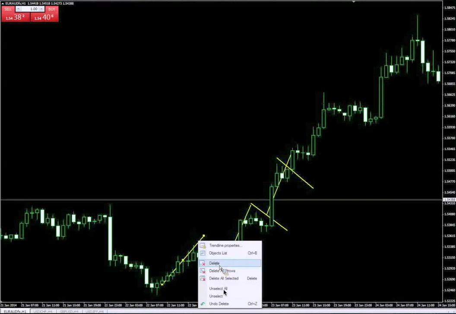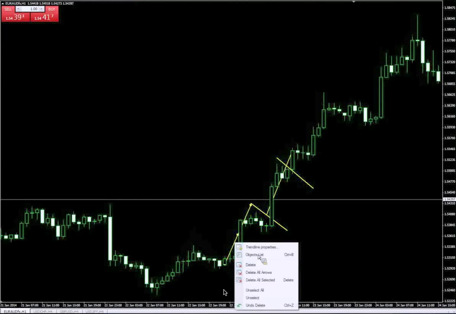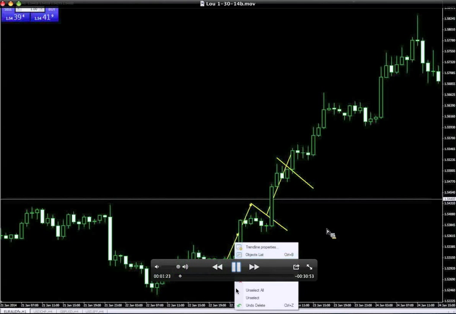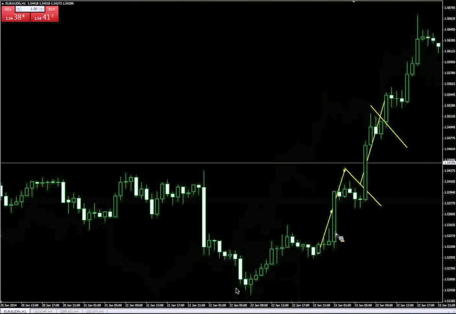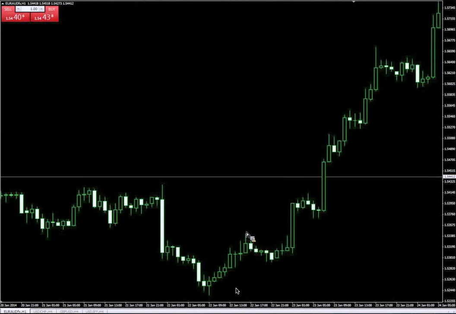Now, I'll give you the answer for this one because it's my own interpretation of it. In order to make a pullback, we need pullback candles. And what is a pullback candle? In an uptrend, a pullback candle is a candle where the high is lower than the high of the prior candle.